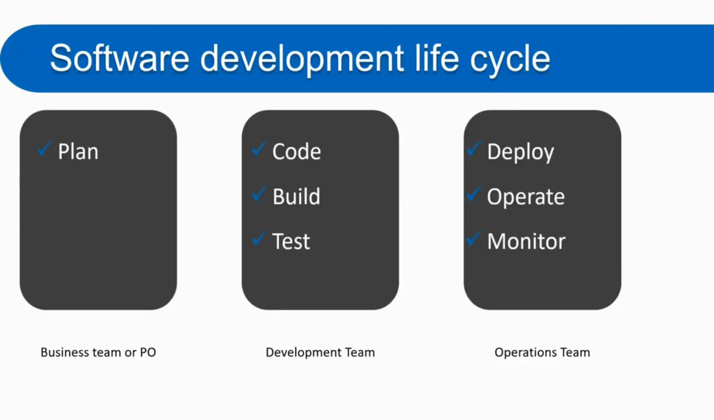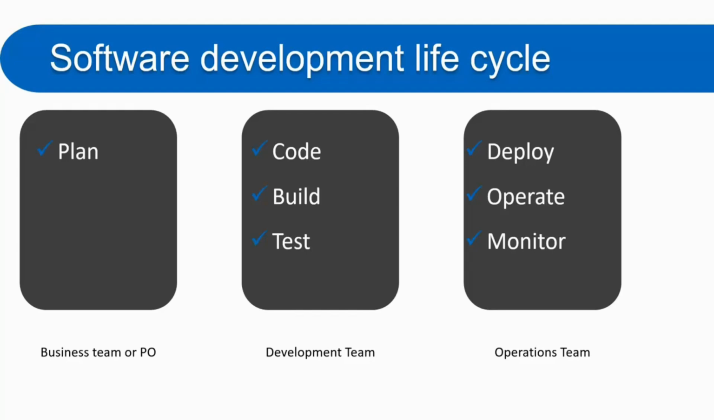So first we have a team for the planning of any project. So we can say that this team comes under the business team or the product owner. The product owner sits with the client and he works on the planning part of the product. Then we have the development team. The development team includes developers and the testers.